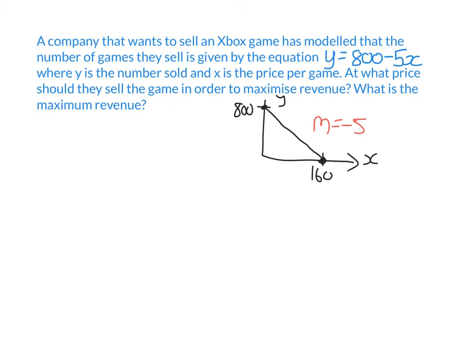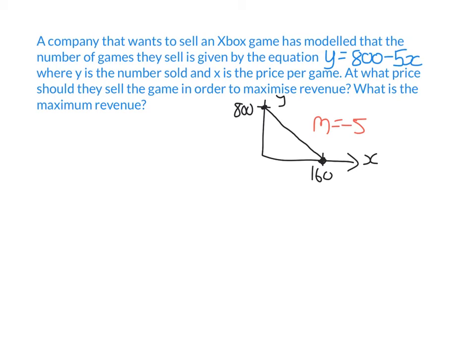This means that each time you increase x, the price, by $1, you lose 5 customers. You sell 5 fewer games. So this actually makes sense from a common sense standpoint. The number you sell isn't just fixed. The higher the price, the fewer you sell. So if this is a linear function, how can we find its maximum?